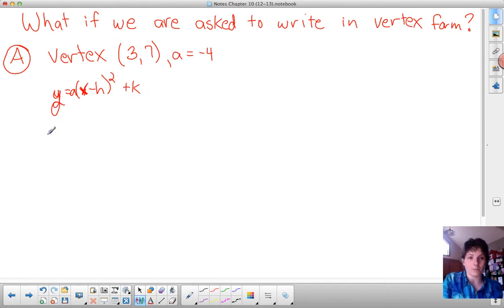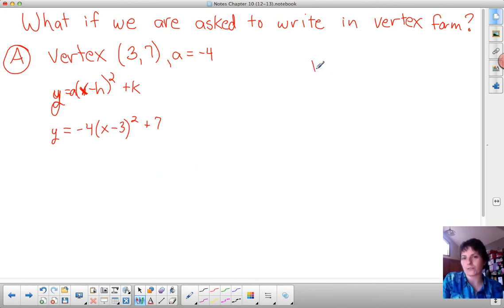So when I do this example, y is equal to the a value, -4, times the quantity x minus h, so x minus 3, and square it, then add the k value, which in this case is 7. And poof, we have vertex form. So those are the easy versions. Let me give you one to try on your own.